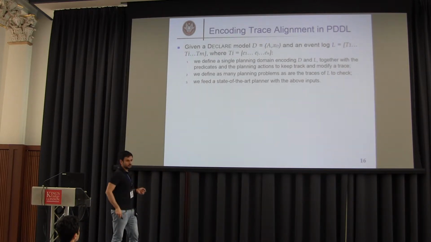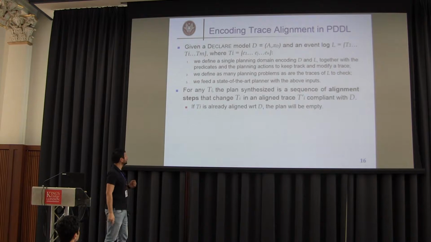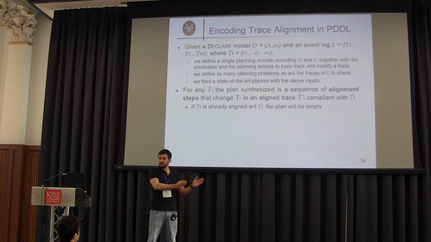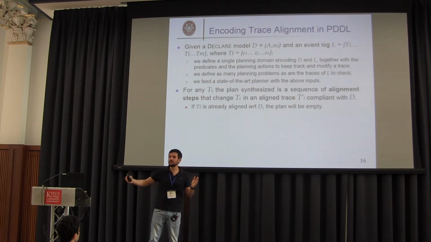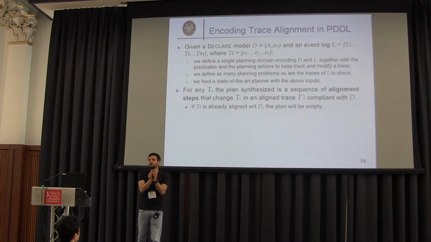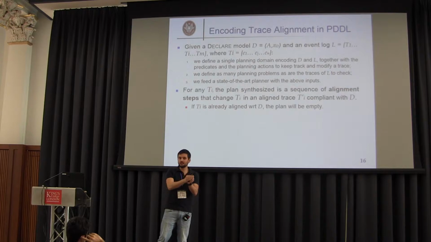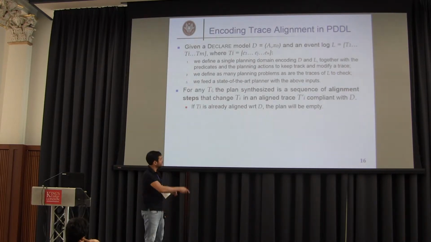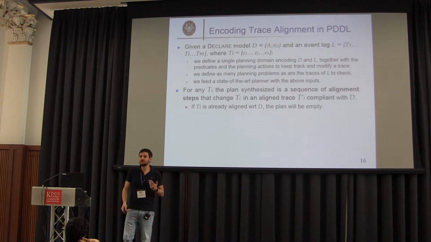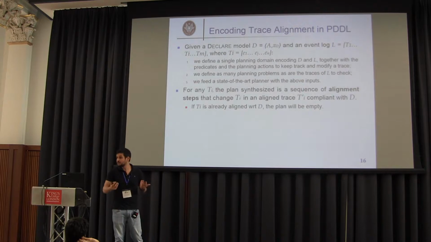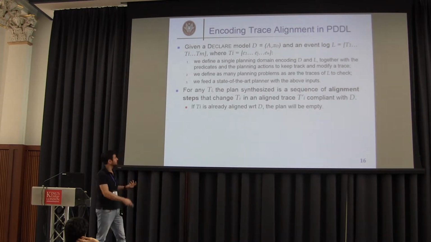We feed a state-of-the-art planner with the above inputs, and the idea is that for any trace, we are able to synthesize a plan that is a sequence of alignment steps that can change the original trace, TDI, into a new aligned trace, TDI prime. Basically, the plan consists of a certain number of add and remove actions to modify the original trace to obtain the aligned one. It is clear that if a trace is already compliant with the Declare model, the plan will be empty. That means that the trace is compliant.